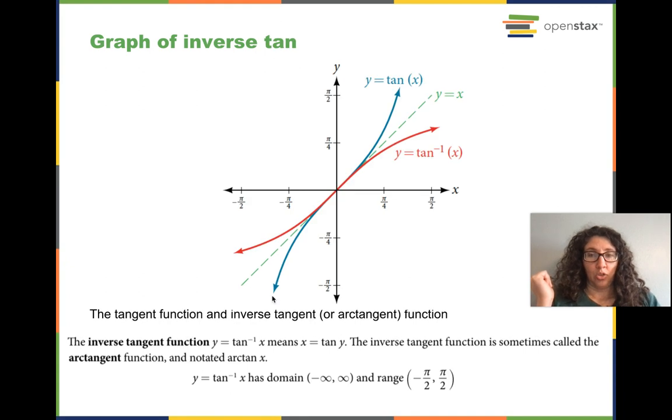Tangent. So here's our blue line, our tangent going from -pi halves to pi halves. We reflect that. So interestingly, the domain was -pi halves to pi halves, so that's the range of inverse tangent. But the range of tangent was all real numbers, right? It goes all the way down from -infinity to infinity. So that's the domain of our inverse tangent function. That's different.